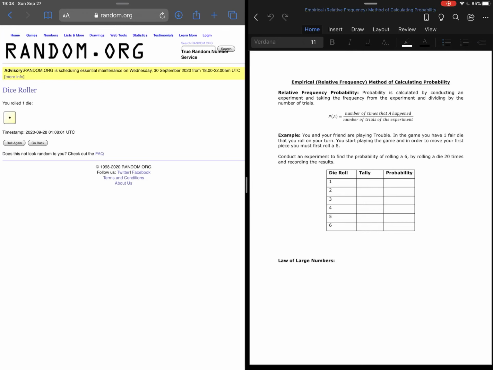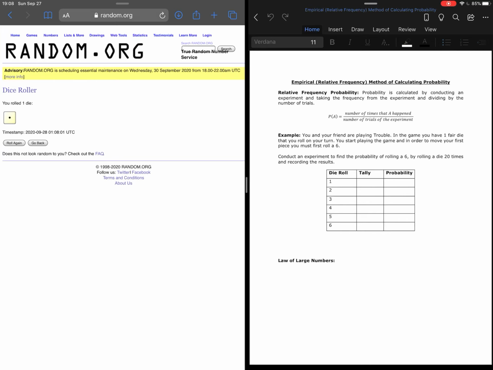Okay, now we're going to look at the second method for calculating probability, which is called the empirical or relative frequency method. This method of probability is calculated by conducting an experiment and taking the frequency from the experiment and dividing it by the number of trials. So the probability of an event A is equal to the number of times that A happened divided by the number of trials of the experiment.